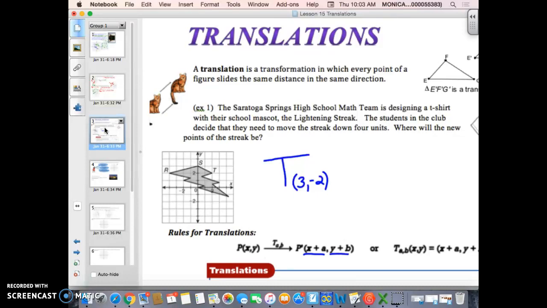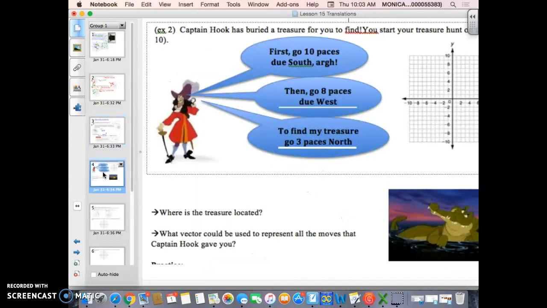So when you translate, you're going to move some direction left or right, and that would be what you do to the x coordinate. So this kind of signifies you're going in this direction. And then whatever you do to the y coordinate is telling you whether you're moving the shape up or down. So that's a translation. So once again, you're going to want to pause the video so you can determine where Captain Hook's treasure is buried. You're going to start at the star, and you want to determine where the treasure is located following his 3 rules.